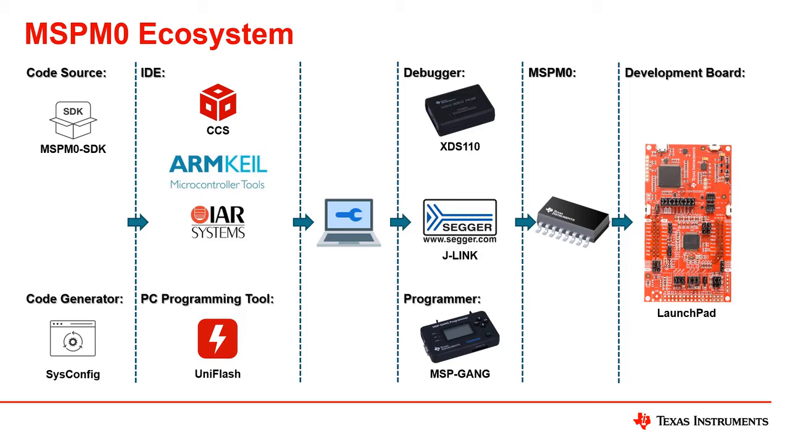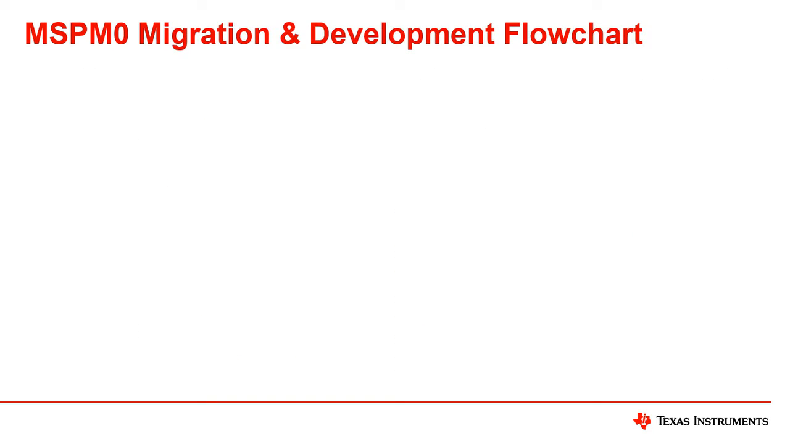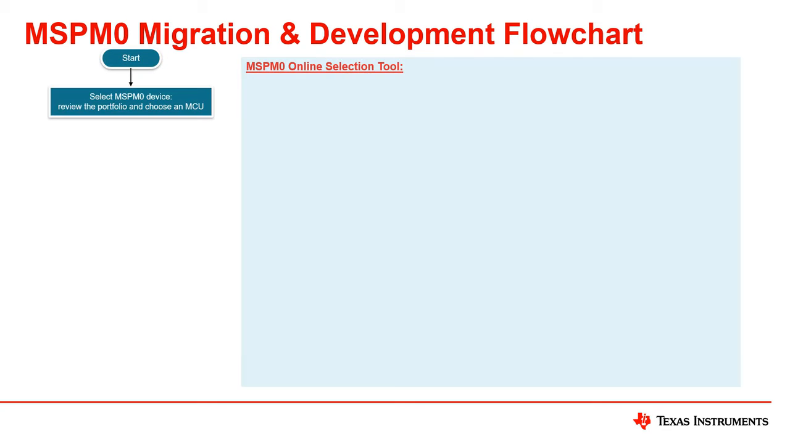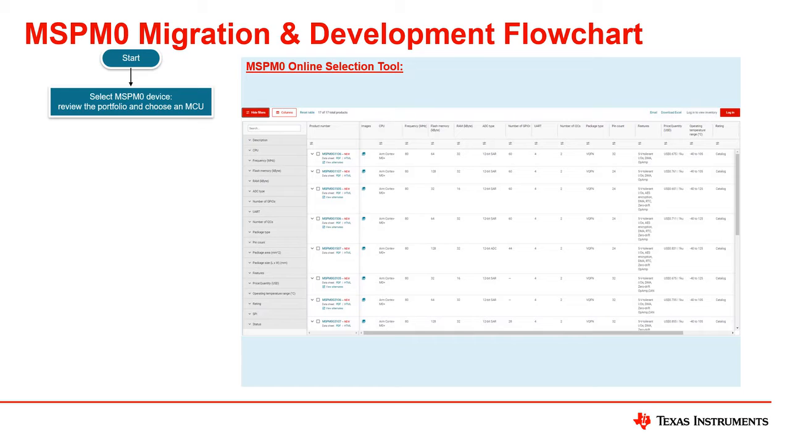In terms of production programming tools, UniFlash is a software flash programming tool, and MSP-GANG a production programmer. Finally, the all-in-one MSPM0 LaunchPad Development Kit allows you to quickly evaluate the basic functions of MSPM0 without having to make a PCB. The process for migrating and developing an MSPM0 engineering project through the software and hardware tools will be described.